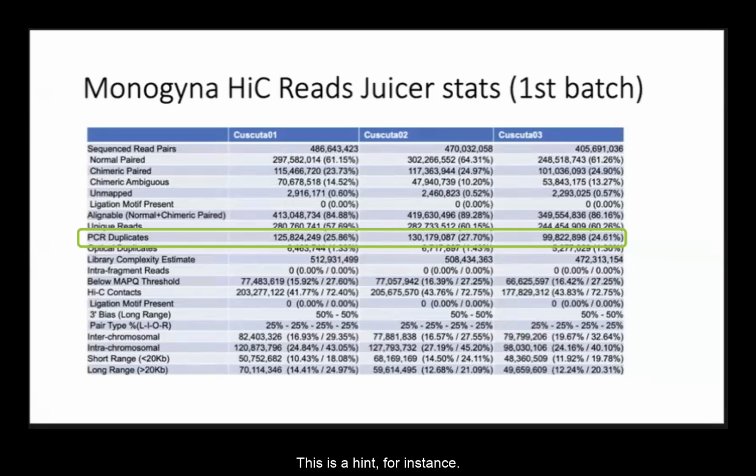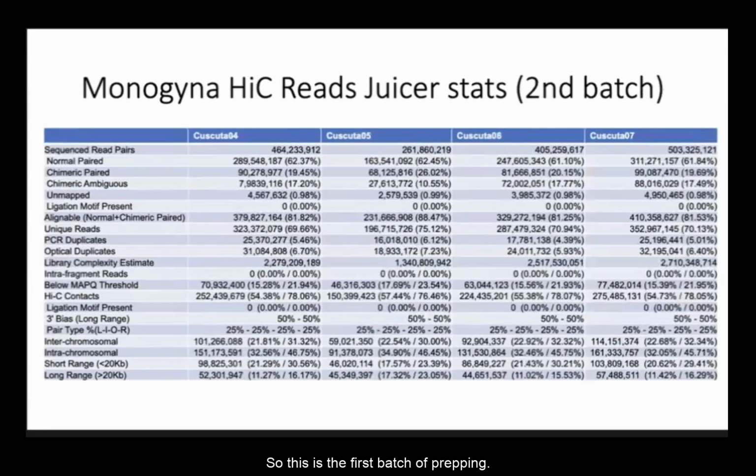This is a hint, for instance. And this is a hint: PCR duplicates and Hi-C complexity. So this is the first batch of prepping, and this is the second batch. Same sample. How many more reads now? Oh, yes. The number of PCR duplicates being dropped.